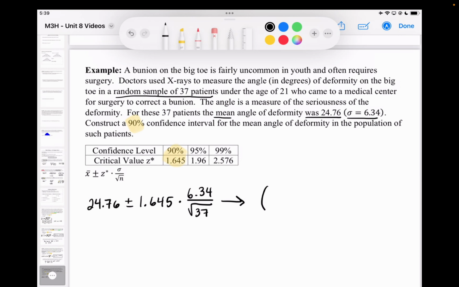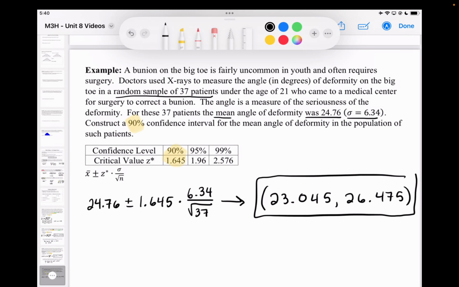Okay, this one doesn't have a follow-up question, so we just have to come up with the interval and we're done. So let's get to work. The first value would be 23.045. And then the last one would be 26.475. So once again, you're 90% confident that the average angle of deformity is between 23.045 and 26.475.